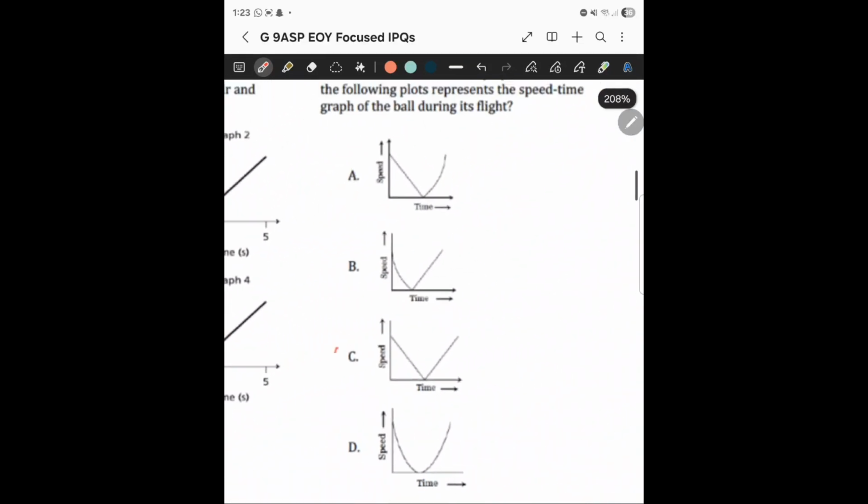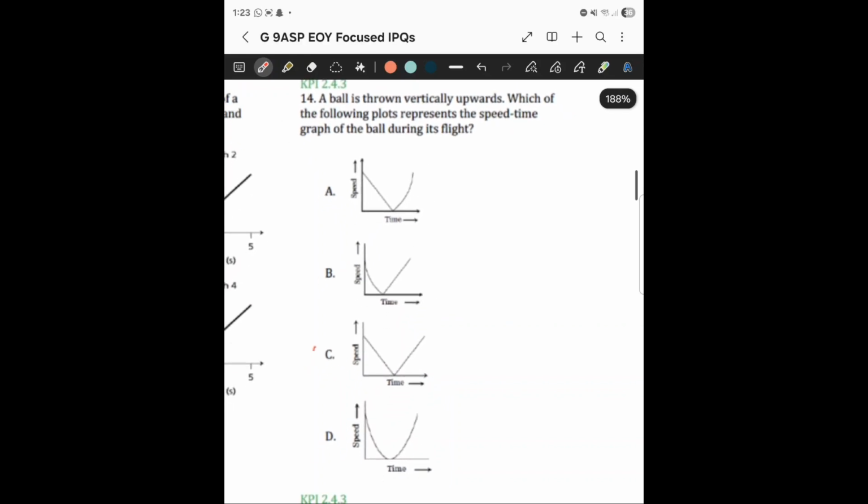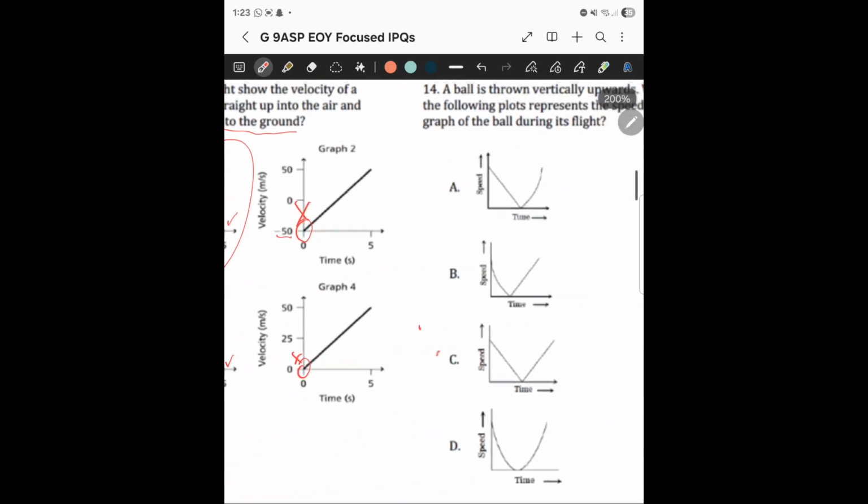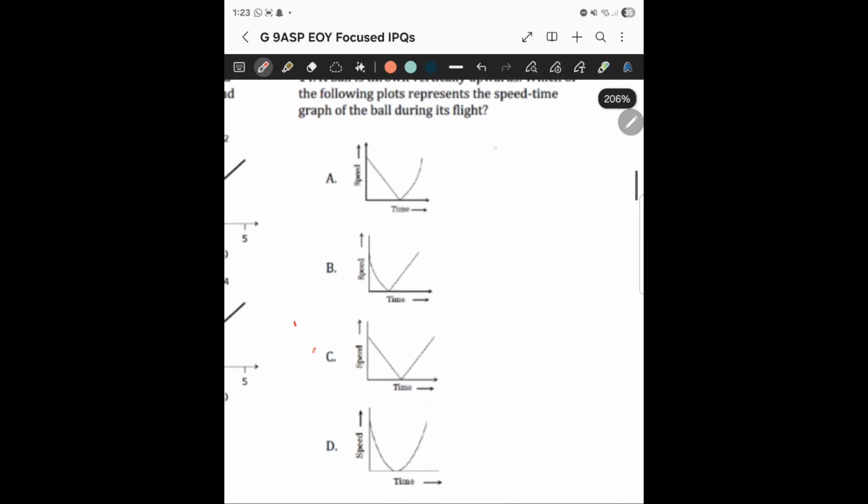Let's go right. A ball is thrown upwards. Which of the following represents the speed time graph of the ball thrown upwards? Not the velocity time graph. This was the velocity time over here. That's the velocity. It has a negative. Speed time is positive values only.